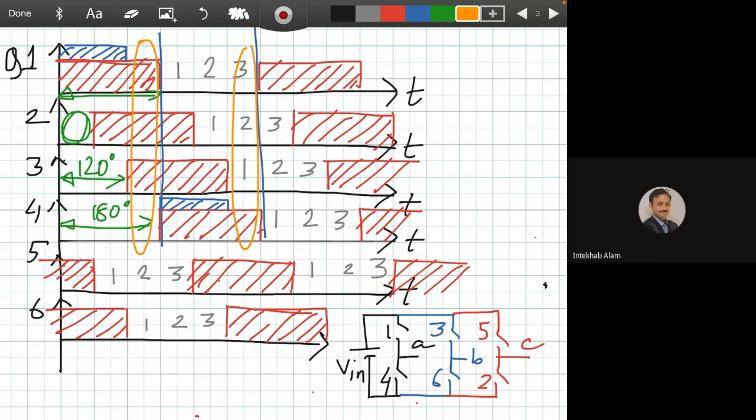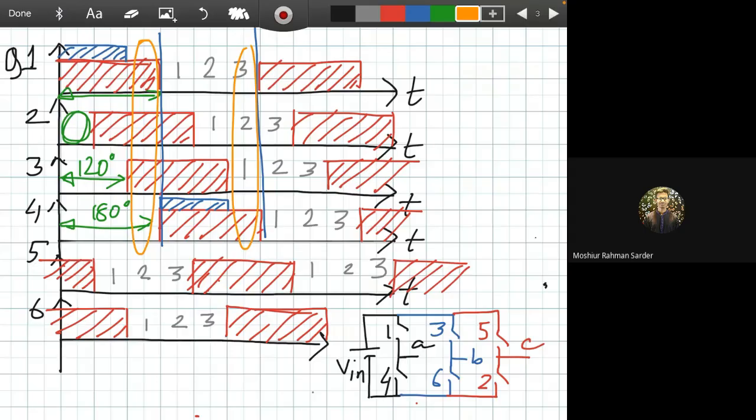We'll let you know one by one. First of all, we start with 180 degree conduction. If I can understand this 180 degree conduction in a very good manner, then you can understand the 120 degree, and then you can make your own choice.